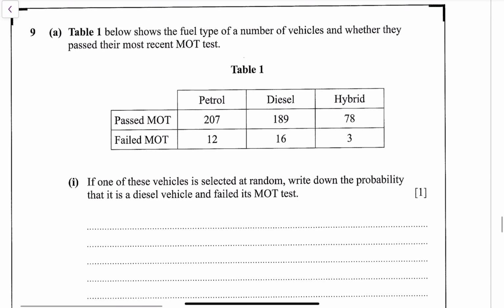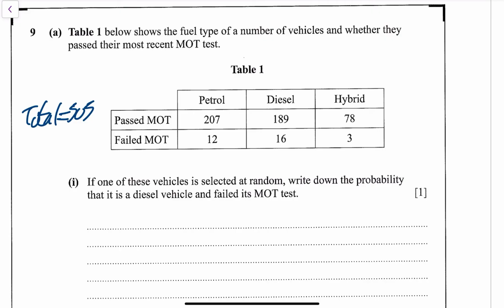This one, question 9, conditional probability question. It says, below shows a fuel type of a number of vehicles and whether they passed the most recent MOT test. So you can see we've got petrol, diesel or hybrid, passed or failed. Just add them all up, 207 plus 189 plus 78 plus 12 plus 16 plus 3. And I got a total of 505.